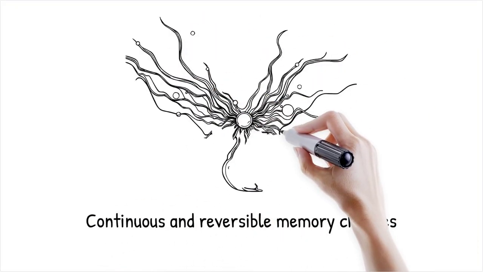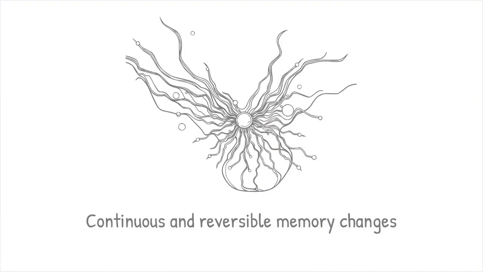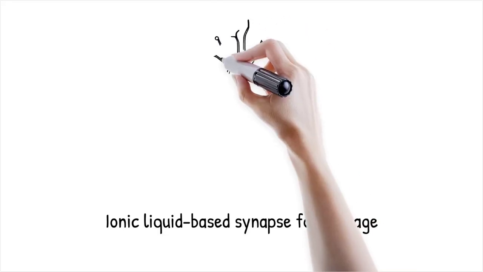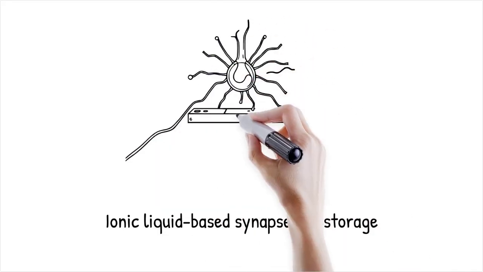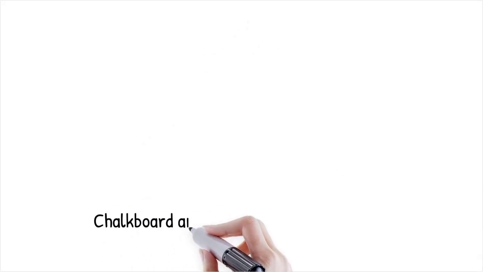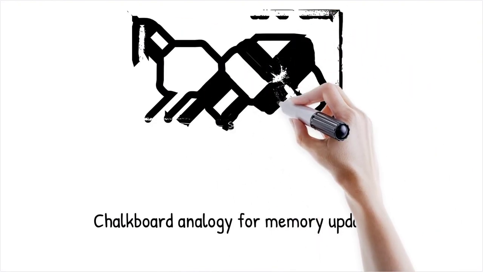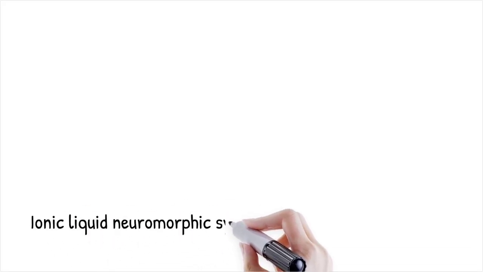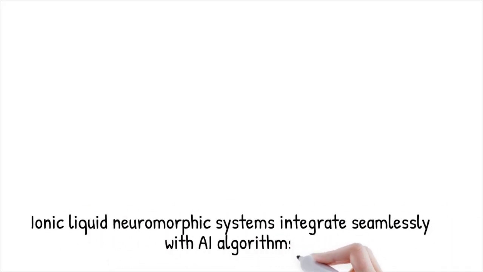The fluid nature of these materials supports continuous reversible changes that underpin efficient memory storage. A neuromorphic system might use the state of an ionic liquid-based synapse to store information, with the state altering as the system learns from new data inputs. It's like a chalkboard that can be erased and rewritten repeatedly, allowing new information to be recorded while maintaining a connection to previous notes.